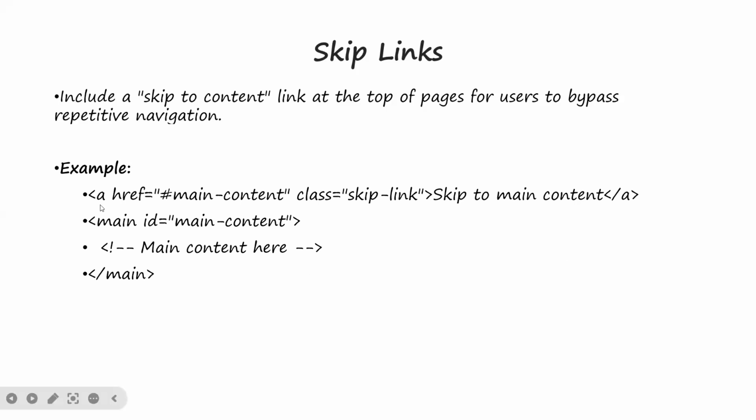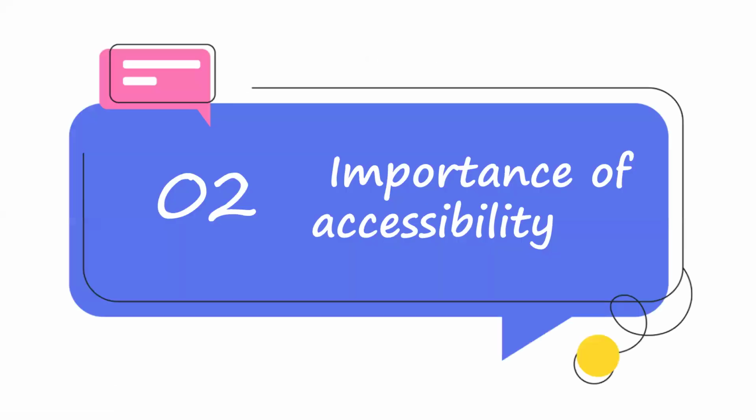Now look at this first anchor tag. It says "skip to main content." Once somebody clicks on this, it will take them to the main content, so they skip all the repetitive navigation that we already have there. All right, so that is for skip links.